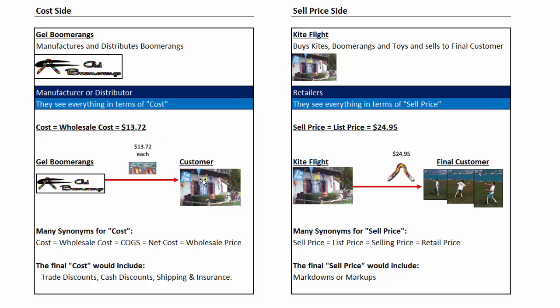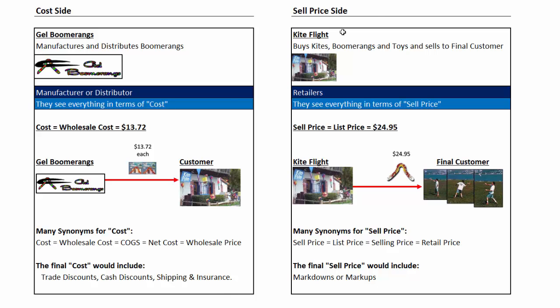That's a retail store. Now there are many synonyms for cost: cost, wholesale cost, cost of goods sold, net cost, and wholesale price. We're going to use cost. And the final cost would include the trade discount, cash discounts, shipping, and insurance.